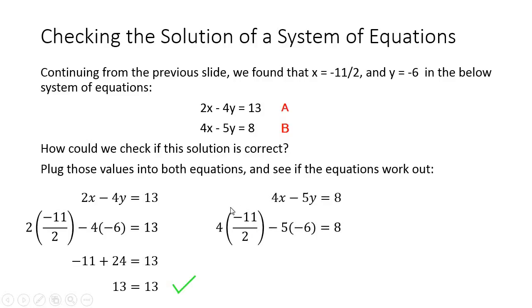So we're doing the same thing. Plug in negative 11 over 2 for x, negative 6 for y. And then we have 4 divided by 2 becomes just a 2 on the top. 2 times negative 11 is negative 22. And minus 5 times minus 6 is positive 30. And that equals 8. And what is 30 minus 22? That's just an 8. So that's good. And that's the end of our lesson.